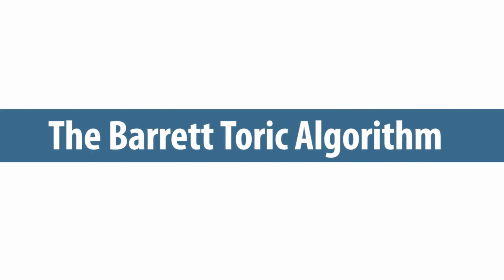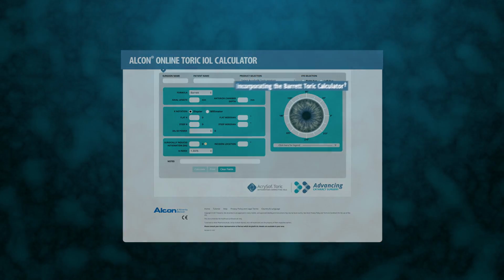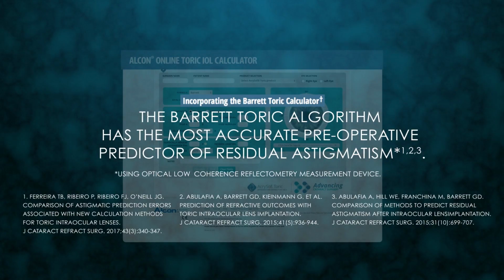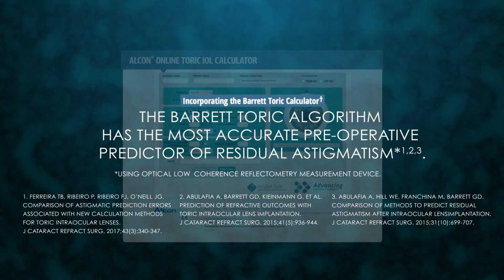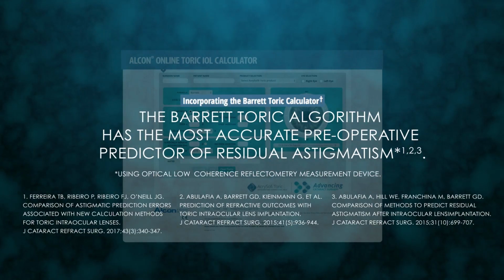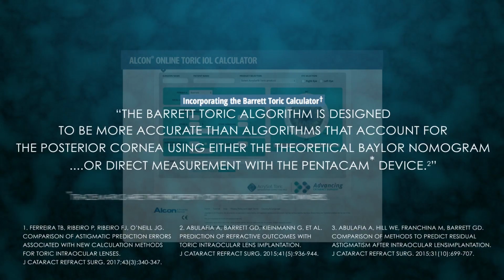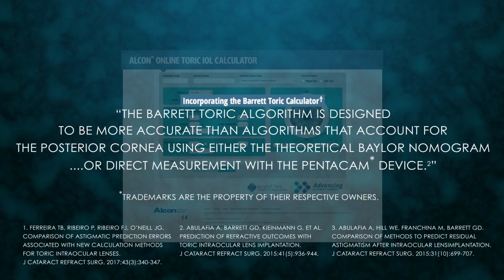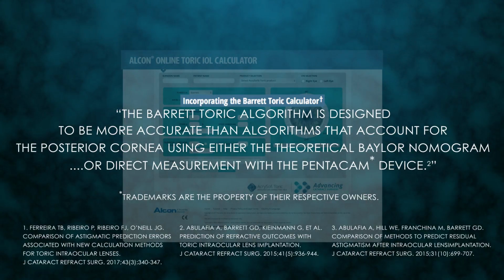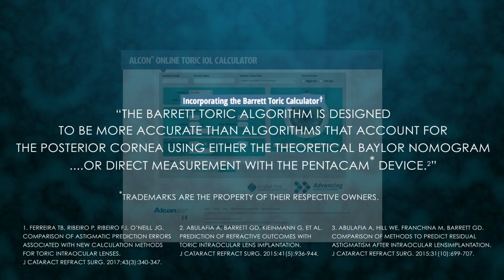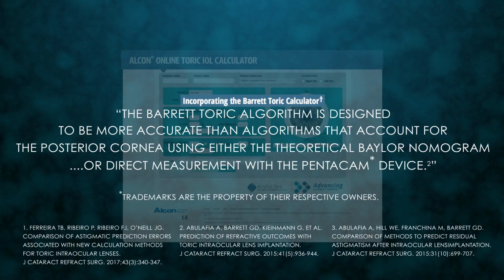The Alcon Online Toric IOL Calculator features the Barrett Toric algorithm, which has been designed to achieve the most accurate preoperative predictor of residual astigmatism. The Alcon Toric IOL Calculator featuring the Barrett Toric algorithm yielded the lowest astigmatism prediction error overall, and in subgroups of eyes with WTR or ATR astigmatism. This new Alcon Online Toric IOL Calculator considers the effect of posterior corneal astigmatism to achieve better predictive refractive outcomes versus other toric algorithms and nomograms and direct measures of the posterior cornea.